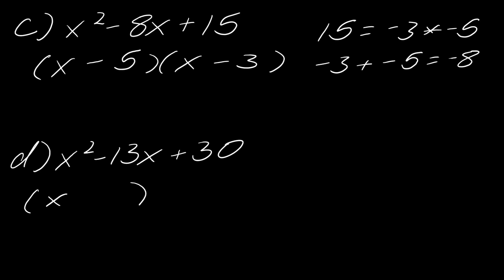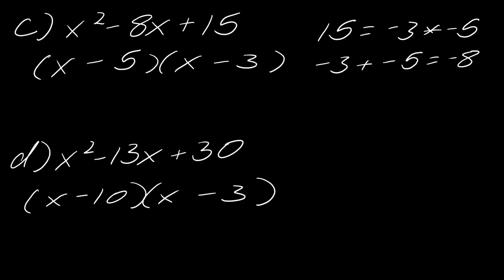Okay, so moving on to D here. For this one, we've got the x's all set up. Two things that multiply to positive 30 but add to negative 13. Well, that'll be negative 10 and negative 3. And then once again, I can check: negative 10x minus 3x will give me that negative 13x.